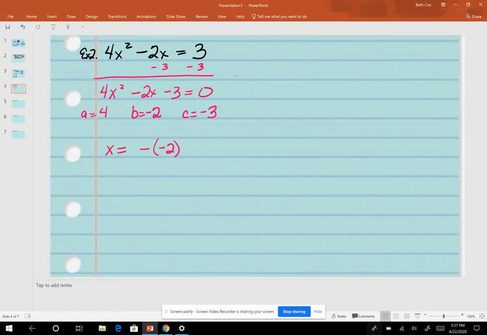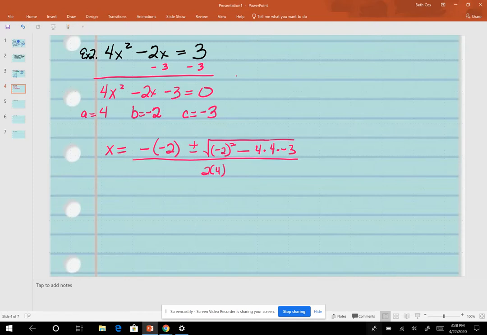Sometimes you have that, and sometimes you won't. Plus minus is part of our formula. Square root is part of our formula. Now we have b squared, so that's negative 2 squared. That's automatically going to be a positive 4, so be careful of that. Minus 4 times 4 times negative 3. Okay, so that's going to be a positive as well. All over 2 times 4.